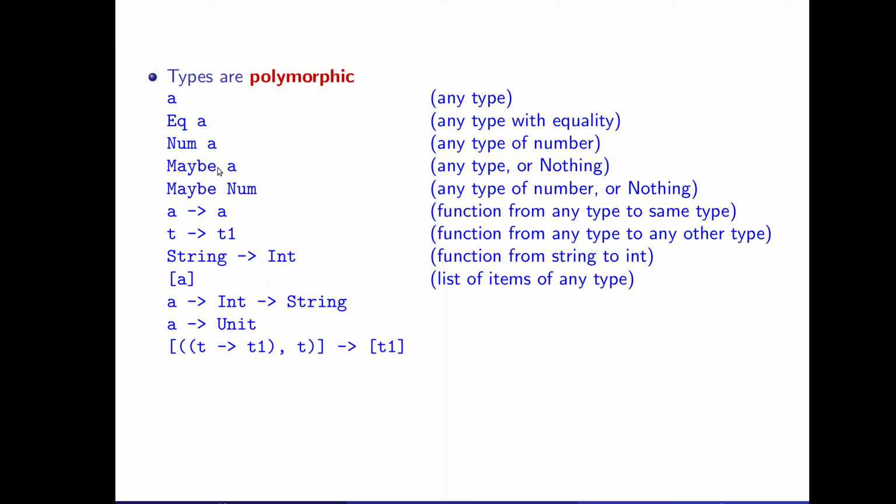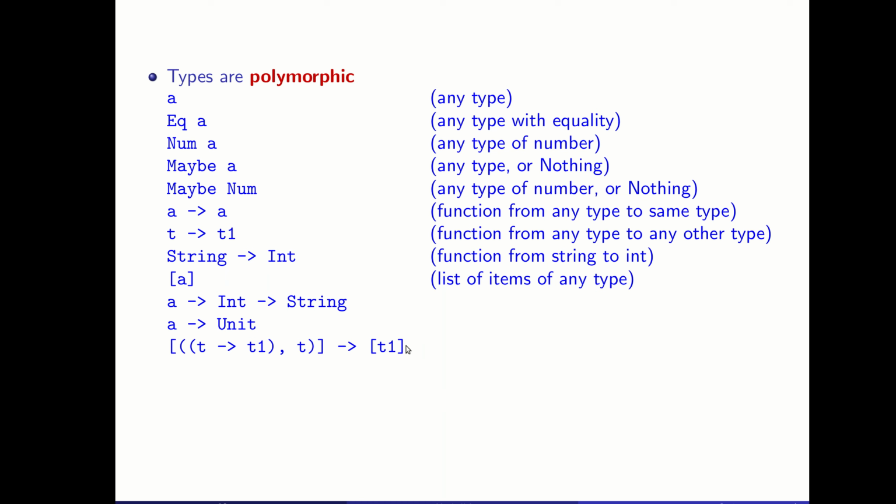Similarly, if we have something that could be a value or could be this special value nothing, that's sort of like null, then we call that a maybe. And so it's treated as a maybe A. And we could even have an optional number, that it could be some number or it could be nothing.